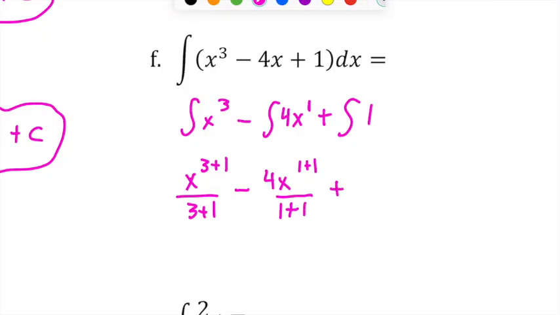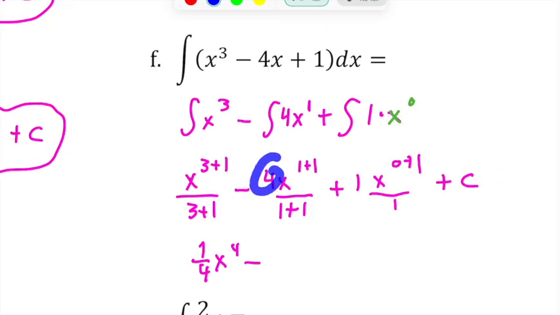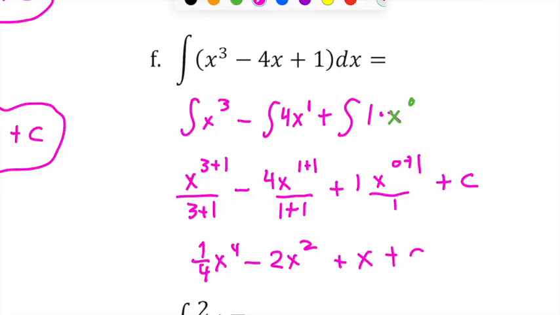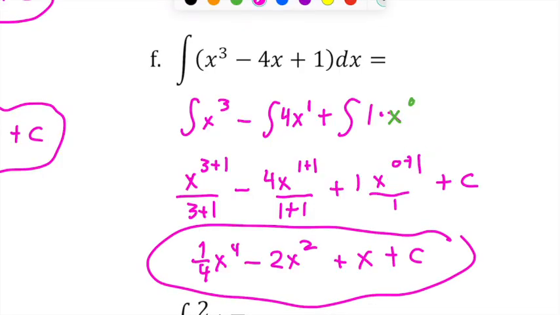Plus, and then remember there is an x to the 0 here that we don't see because x to the 0 is just 1. So this will be 0 plus 1 over 1. Always add your constant at the end. And so let's simplify. This is going to give me 1/4 x to the 4th minus, this will be 4 divided by 2, which is 2, x squared, plus, this is just x plus c. So there is my integral.